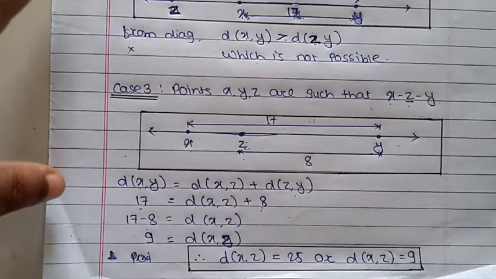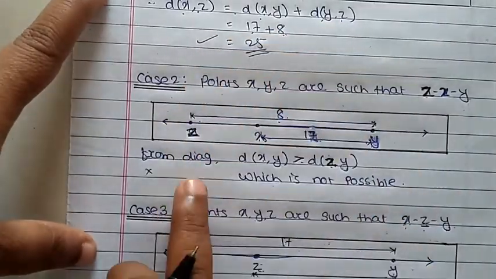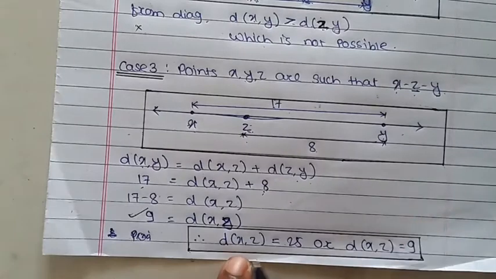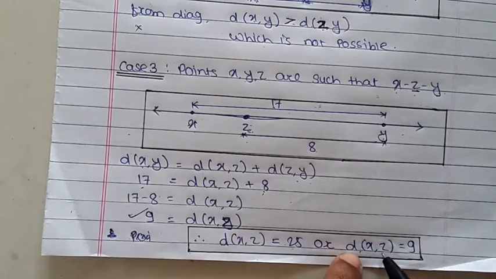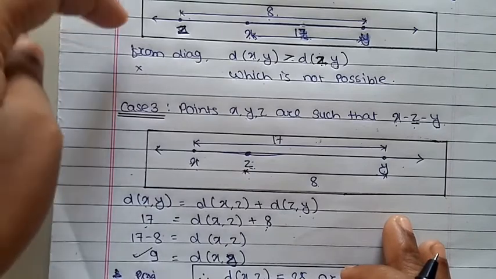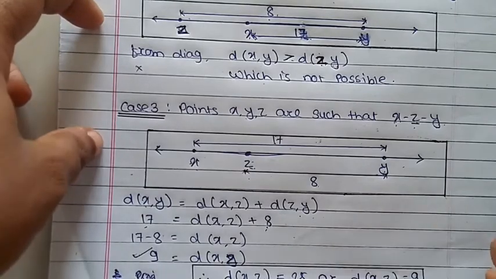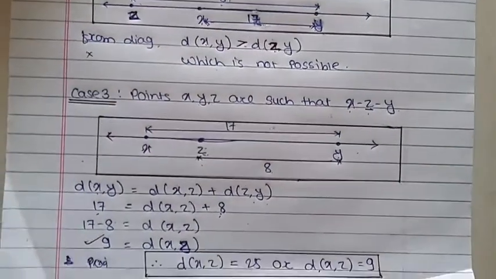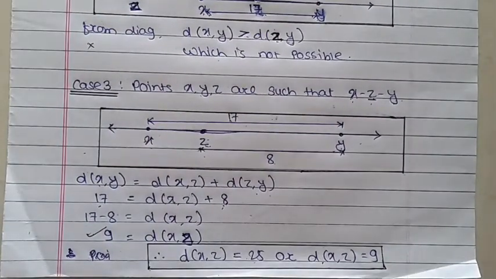Now we have two solutions here: first this one and another this one. And one condition is not satisfied. So therefore we can write: distance between X and Z is equal to 25, or distance between X and Z is equal to 9. The second condition is not satisfied, so we cannot find the solution of this distance. Clear? Yes. So in this way you have to solve questions based on distances. Now next question.